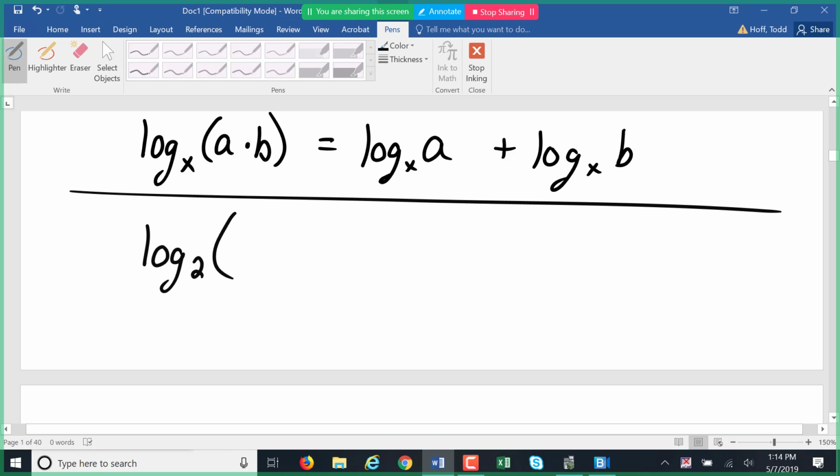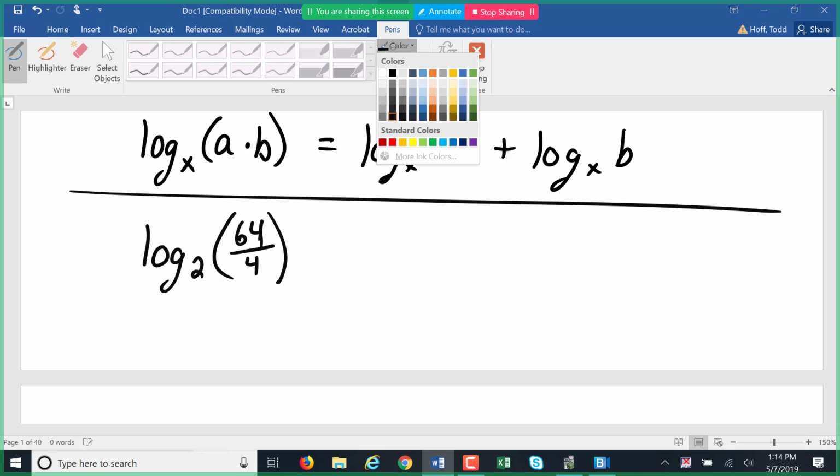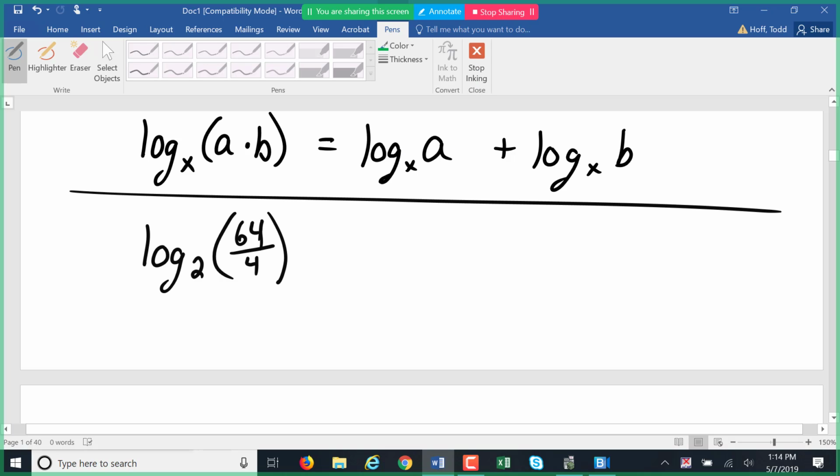I might have log base 2 of 64 divided by 4. Again, if I just go about this brute force, I divide out 64 divided by 4 is 16. And we know that log base 2 of 16 is 4, because 2 to the 4th power is 16.